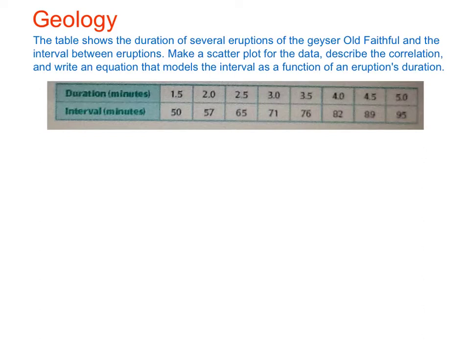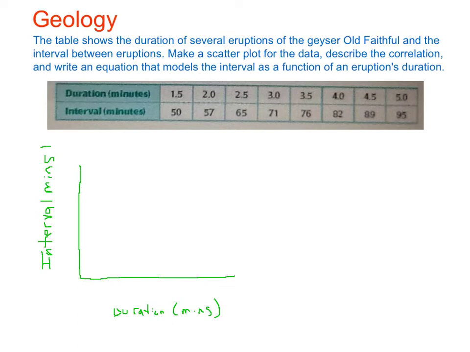Alright, so if we draw an x and y axis here to start this off. The x-axis is going to label the duration in minutes. So duration in minutes. The y-axis we're going to call the interval in minutes. So label that. Give this a title. I'm just going to call this Old Faithful Eruptions.